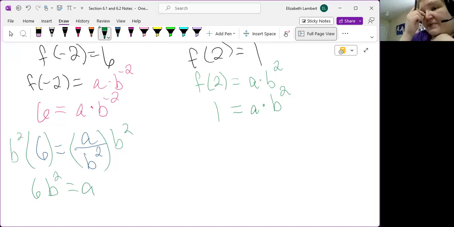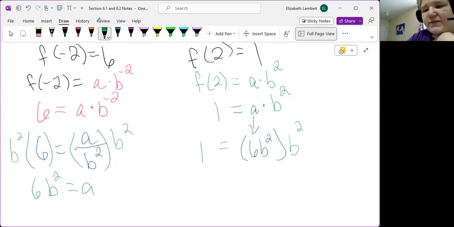So I have 6 b squared equals a. Since our a and our b can't be 0, I can multiply and divide by them. So now I'm going to take this substitution and put it in place of a. So this is 6b squared, and then the b squared, and the 1 equals. All right, so the 6 times b squared, I can regroup this and multiply the b's. So I have 1 equals 6 b to the 4th.